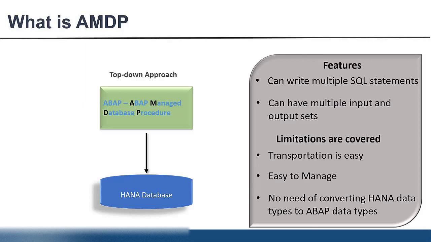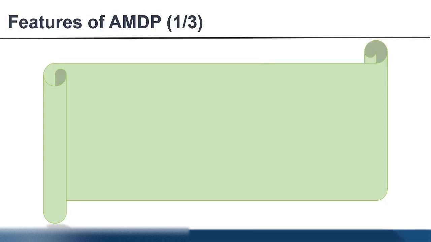So that means limitations of CDS views and limitations of the bottom-up approach are covered in AMDP, and that is why for ABAPers, AMDP is the next important code pushdown technique through which you can handle complex requirements. So what is AMDP and what are the features of AMDP?